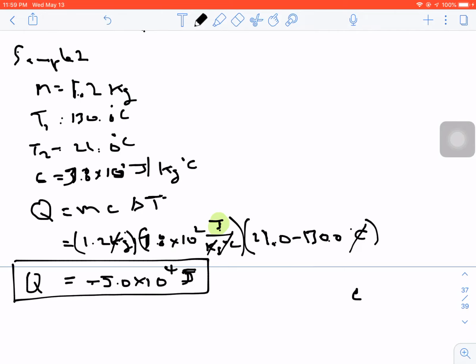Okay, so that's how much energy is released. Q is negative. It is releasing 50,000 joules to the environment around it.